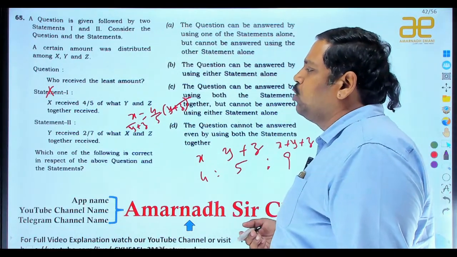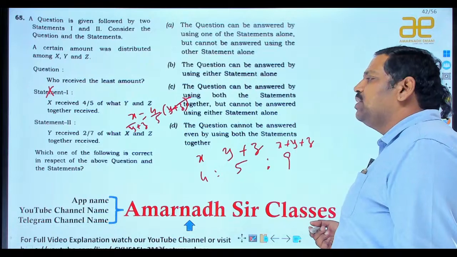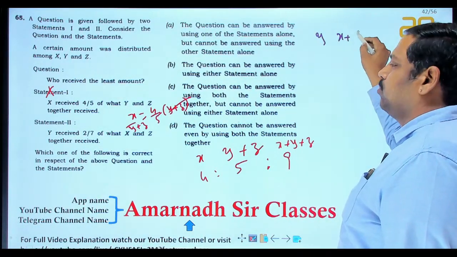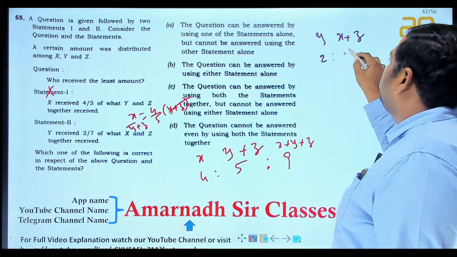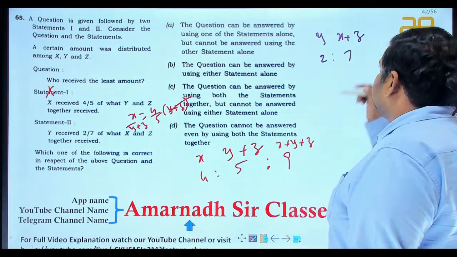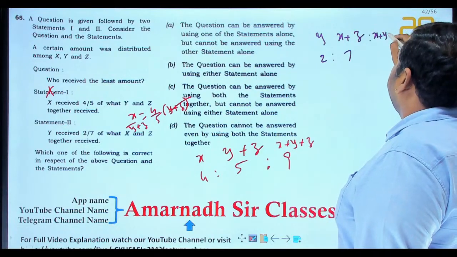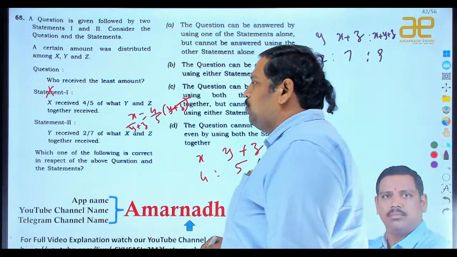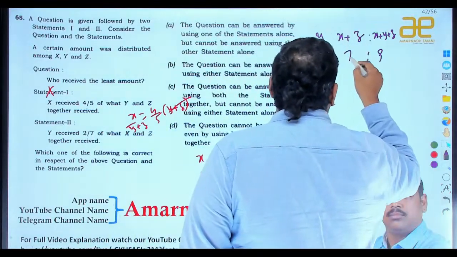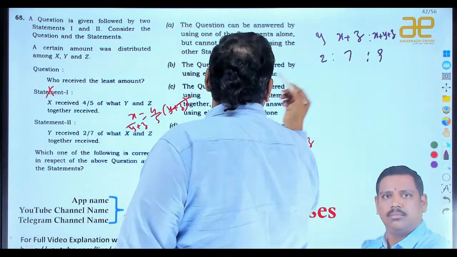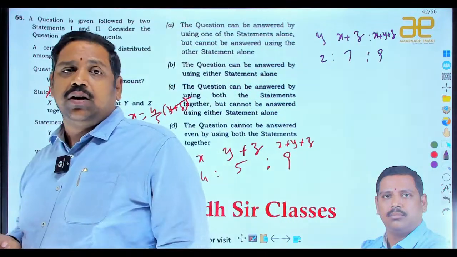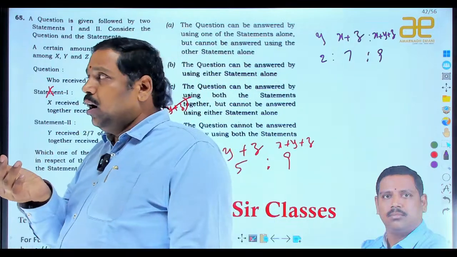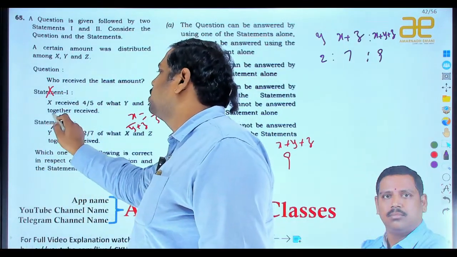Statement 2: y received 2 by 7th of x and z together. Y received 2 out of x and z together 7. Here also, if you verify x plus y plus z, you get 9. So from statement 2, y got 2. But who is least I am unable to say, because x might be 1 and z might be 8, or x might be 8 and z might be 1. So I am unable to decide which is the least one. Second one alone is not sufficient.